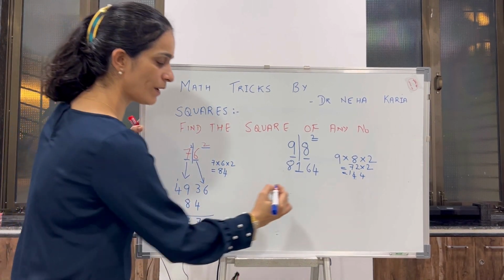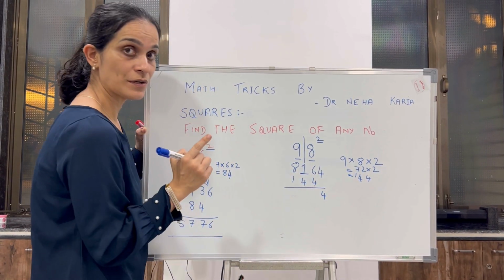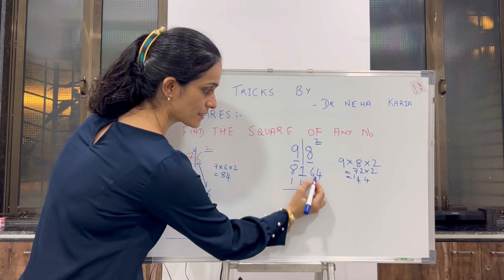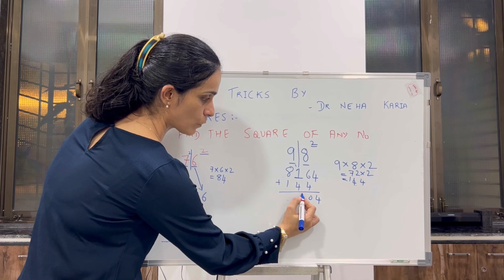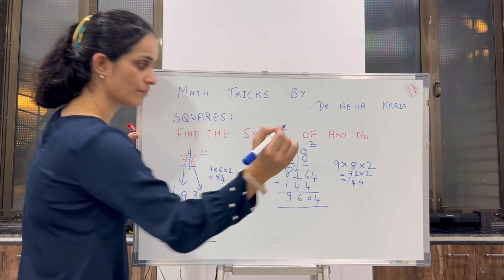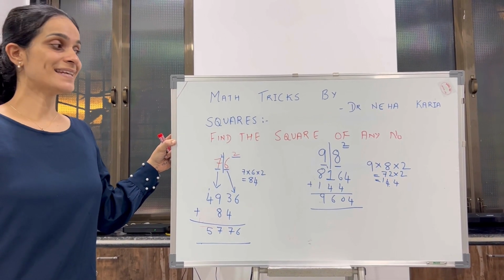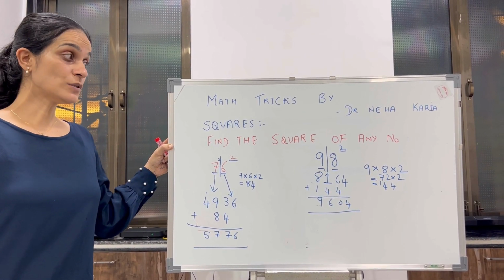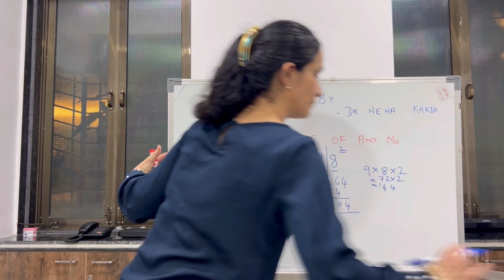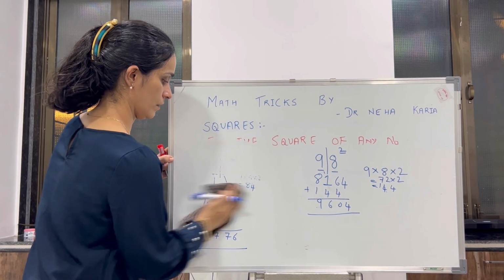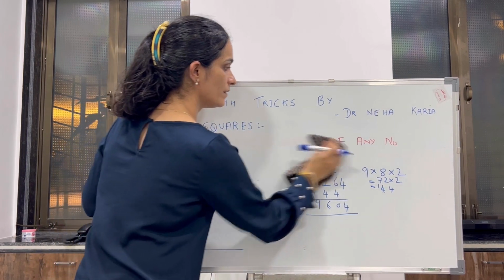So where will I write 144? Below this number. Remember, you don't have to write from the units place. 6 plus 4, 10, 0, 1 carried over. 1 plus 1, 2, plus 4, 6, 8 plus 1, 9. You can get the square of any number in less than 1 minute. These were two-digit numbers. We'll try three-digit ones also. Okay? So for a three-digit number, I take 139.